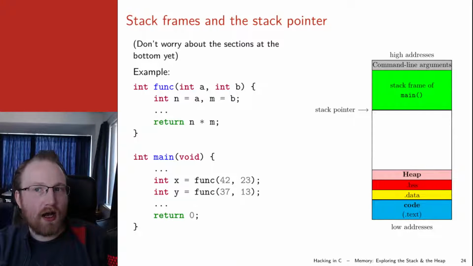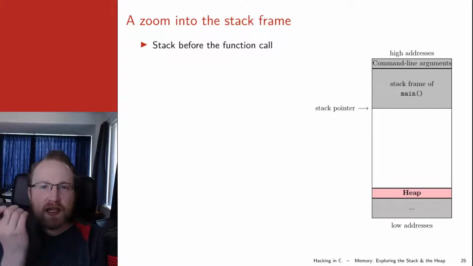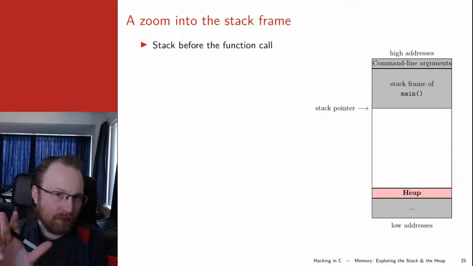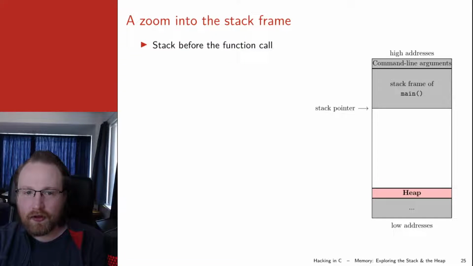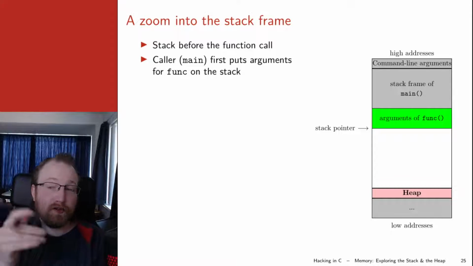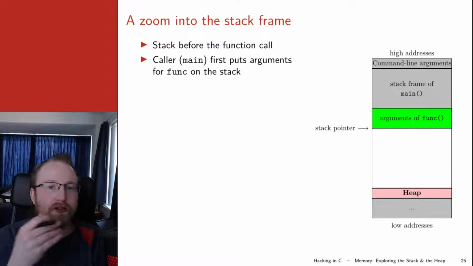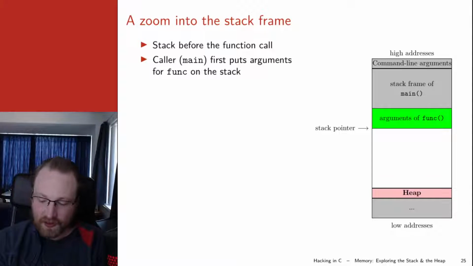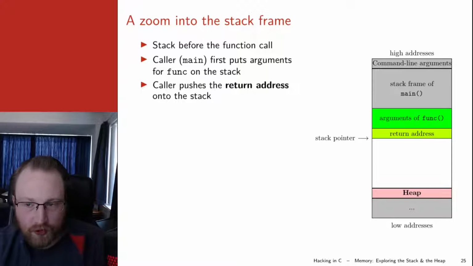Now, the stack I went over earlier was a bit too simplistic, so let's look at a few more things that happen there. When I call a function, it's not just the local variables that get pushed to the stack. Another thing that may get pushed to the stack is the arguments to the function. If you recall, func had these arguments a and b, so there needs to be a space somewhere to make a copy of those arguments. So the caller puts those arguments on the stack. And then, and here's where it becomes interesting, the caller pushes the return address onto the stack.